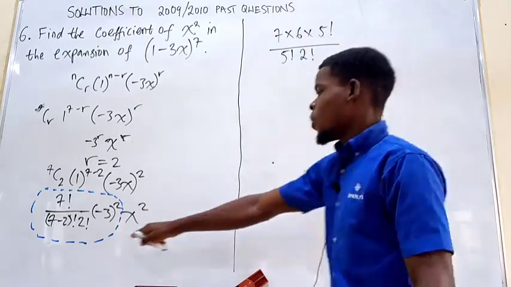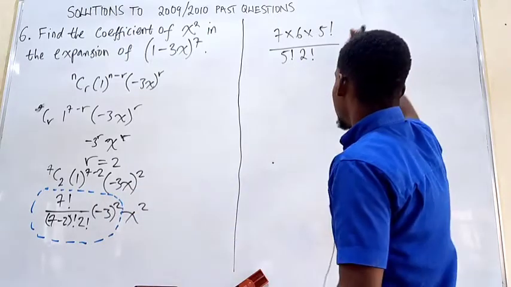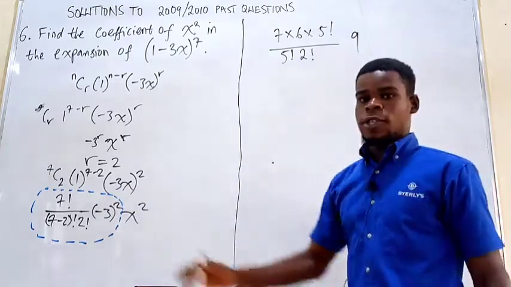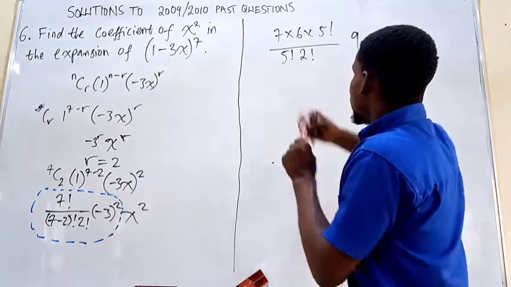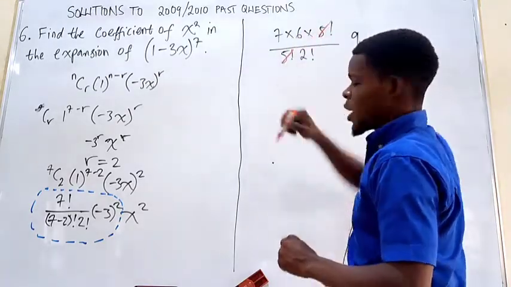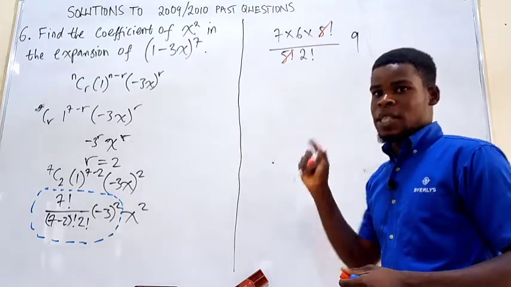And here we are talking about negative 3 raised to the power of 2. That is just 9. So that is the coefficient of the x squared. Now we see that 5 factorial and this other 5 factorial will cancel. So that is why I actually stopped there.